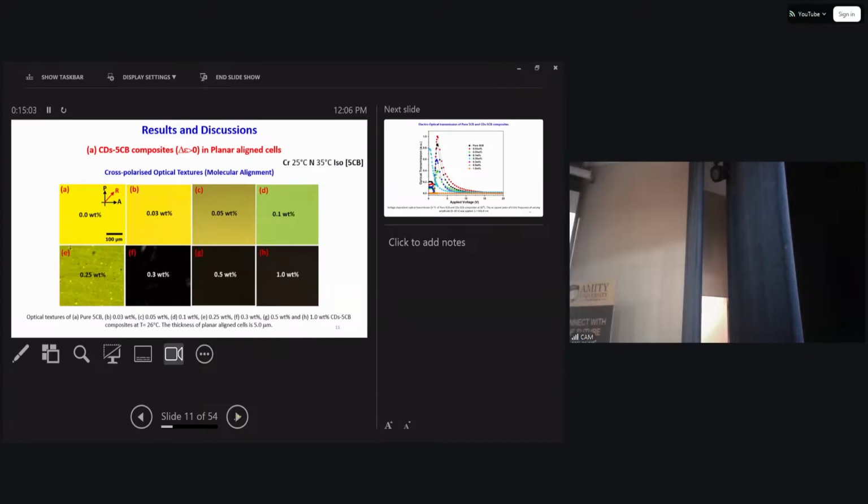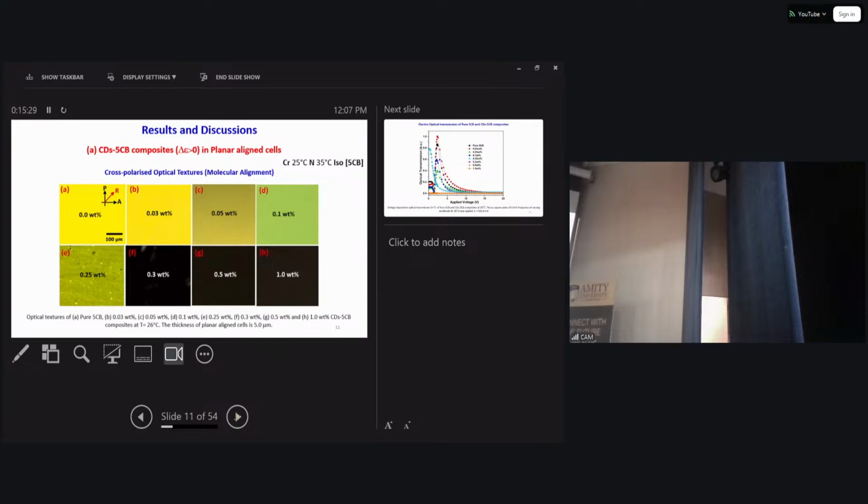The first composite is called CD-5CB. CD means carbon dot, then 5-CB means the LC composite. This 5-CB has only the nematic phase. You can see this phase sequence right over here. So I am showing in this slide a couple of pictures from A to H. They are called the optical textures. They are images taken by cross-polarized optical microscopy at certain magnification, and they are taken at a temperature of 26.